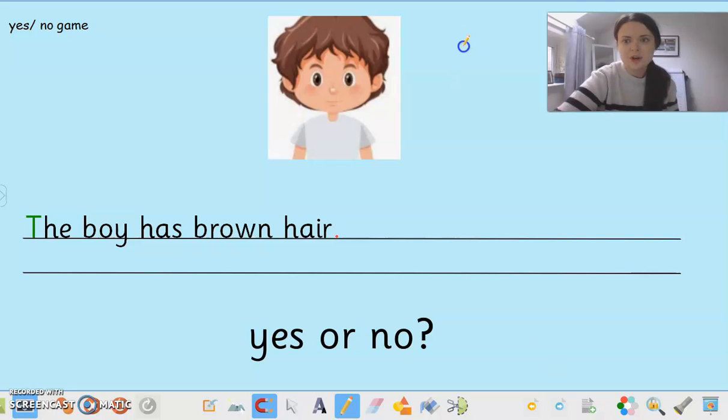Oh, it's our yes and no game. Are you ready? Can you remember the rules? So, you need to read the sentence. Look at the picture to help you decide if it's true or false. If it's true, you need to say yes or you can give it a tick. If it's not true, if it's false, you write no or give it a cross. Okay, let's read this sentence. You ready? Off you go.